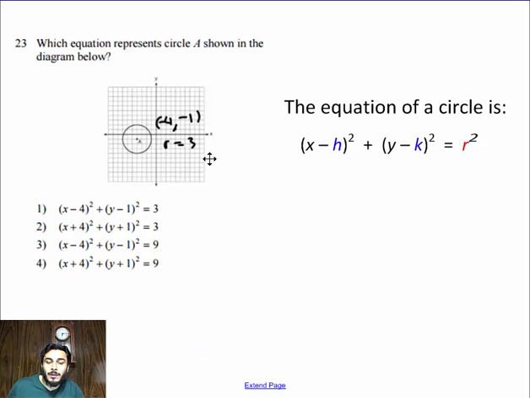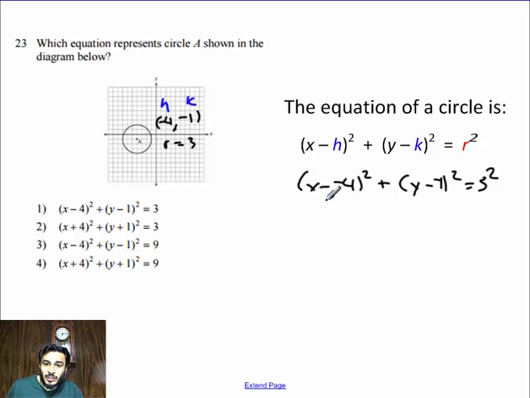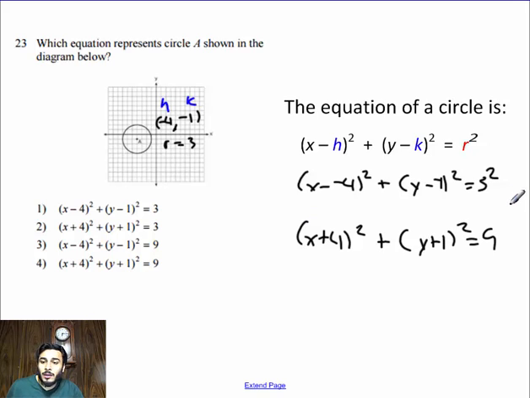So we will plug this in. So let's zoom out, and we're going to plug this in to our circle formula. The h and k comes, of course, from the coordinates of the center. So we will get x minus -4 squared plus y minus -1 squared equals 3 squared. You're going to simplify these signs. You get x plus 4 squared plus y plus 1 squared equals 9. And the answer is choice 4.